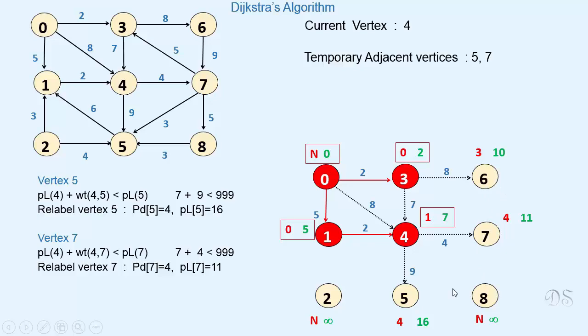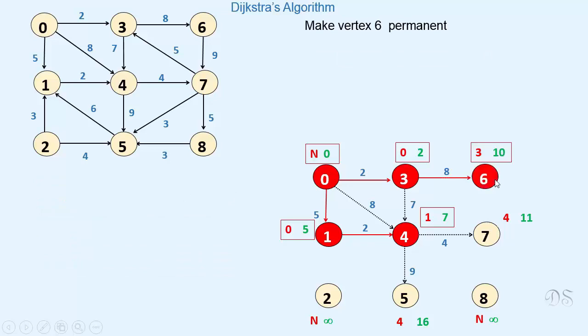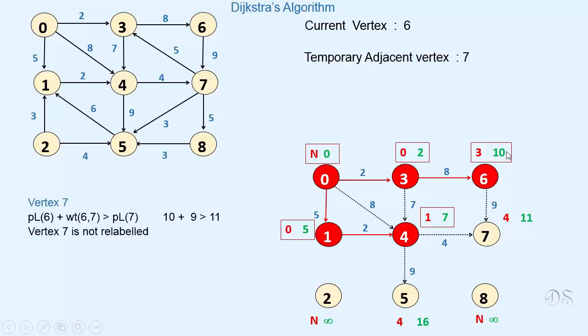Now from all the temporary vertices, this vertex 6 has a minimum path length. So now we'll make vertex 6 permanent and now 6 is our current vertex. There is only one vertex adjacent to this vertex 6 and it is temporary. So we'll examine this vertex 7. Now path length of vertex 6 plus weight on this edge is greater than path length of 7. So there is no need to relabel this vertex 7.